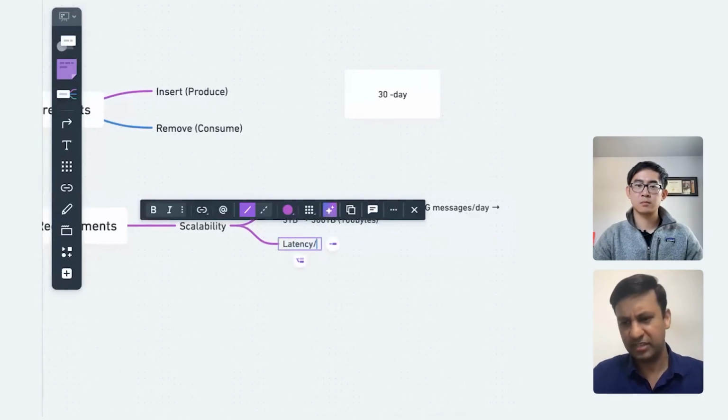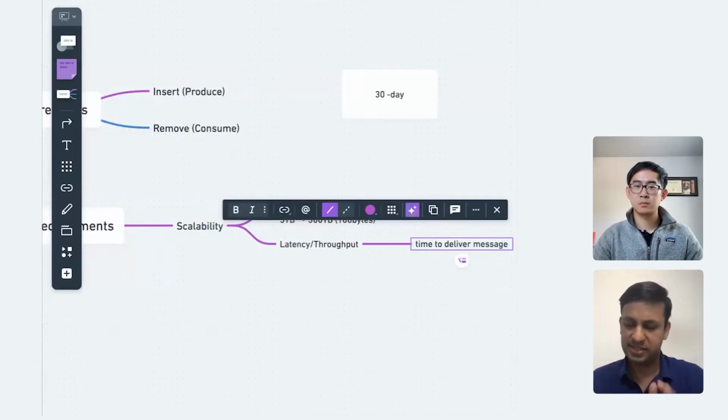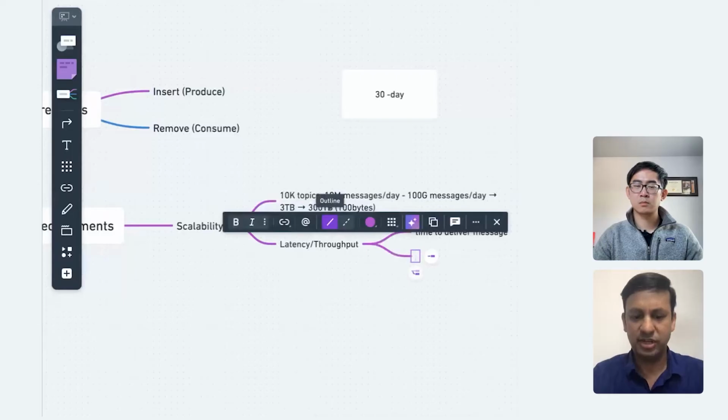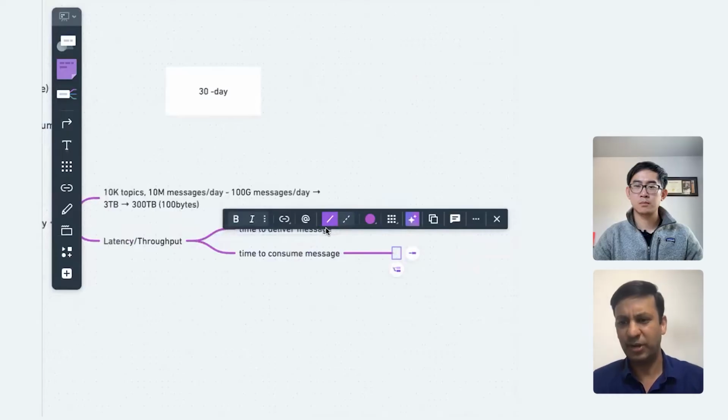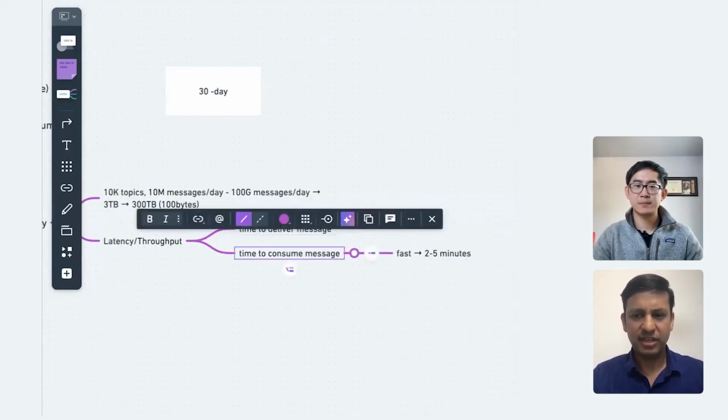There is a trade-off between latency and throughput in general when we talk about any message queue. Latency is mainly the time to deliver a message, from when you insert the message into the queue to when it's consumed. I think we can do it pretty fast, but if we balance it out, are you okay with it being fast but not near real time? I would say 2 to 3 minutes, is that okay with you? 2 to 5 minutes? Sure, yeah, that's fine. That's close enough to real time for this exercise. Okay, sounds good.